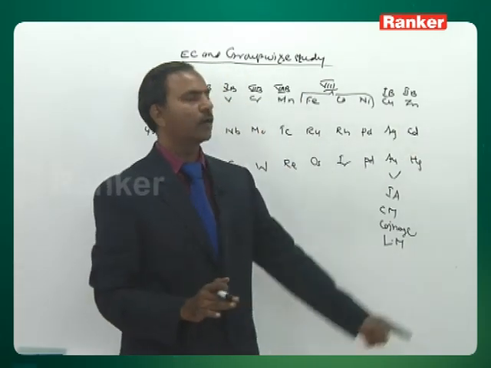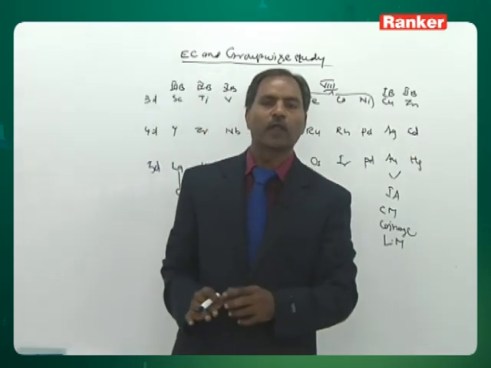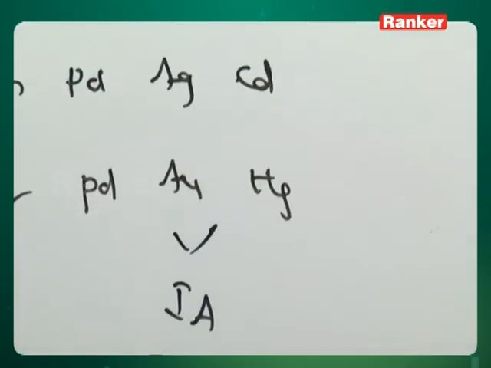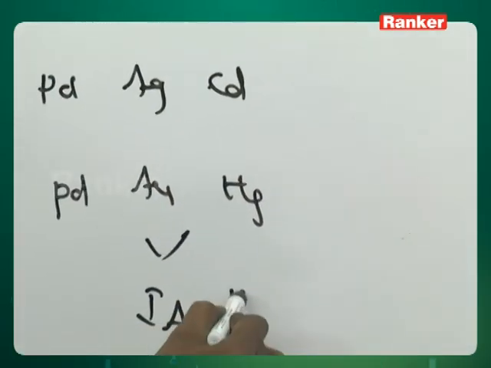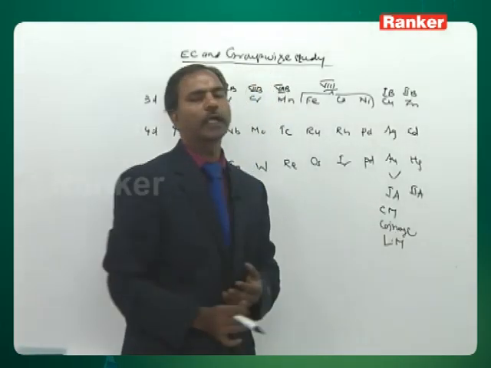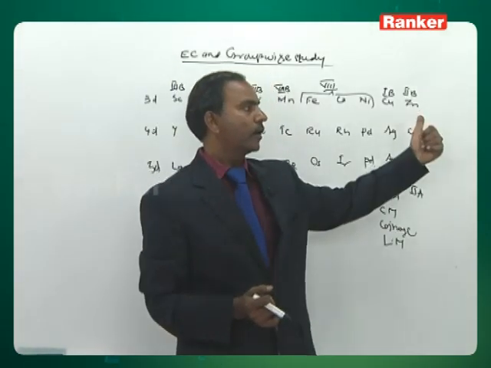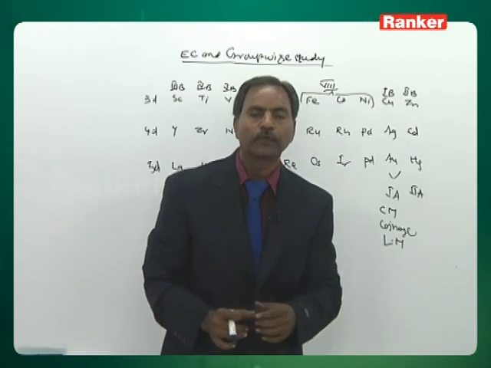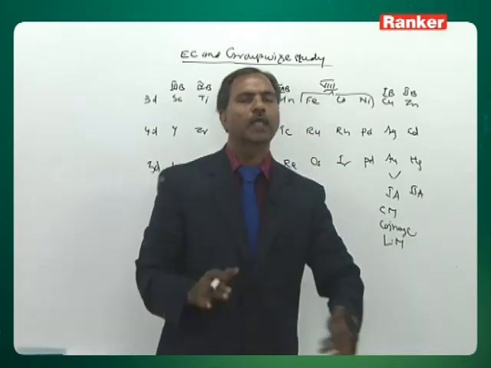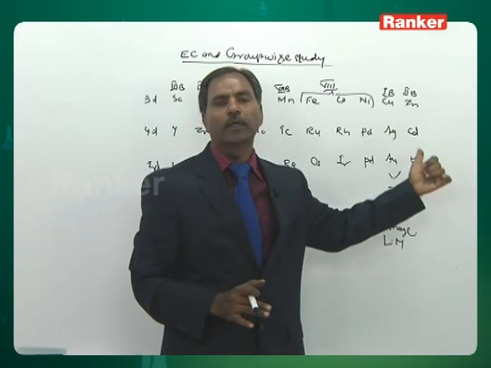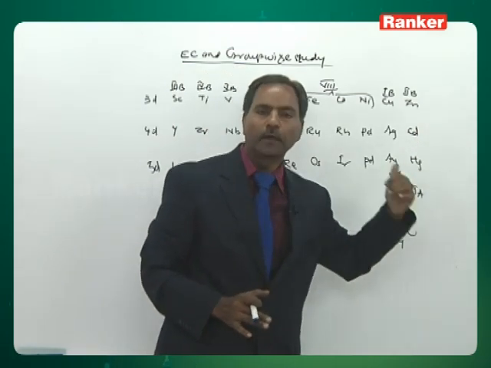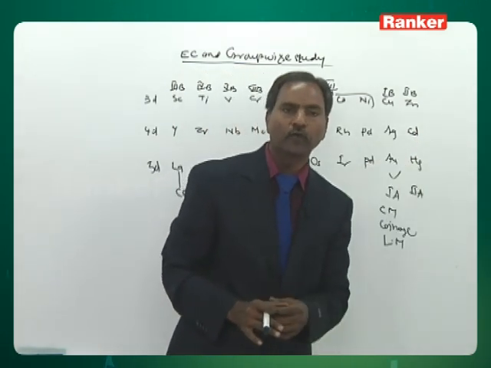Coming to second B group of elements. The second B group of elements exhibits similarities with the second A group of elements, alkaline earth metals. Why? Their common oxidation number is +2. Second A group also +2. Therefore, this second B group of elements is exhibiting similarities with the second A group of elements.